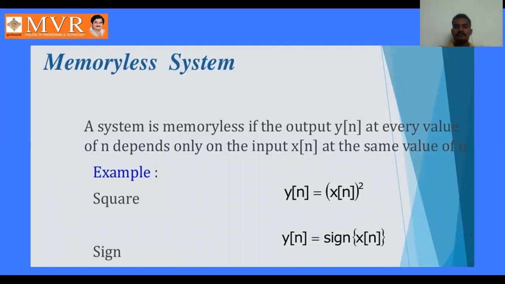Then the memoryless system. What is meant by a memoryless system? It does not have the capability of storage, so it is called a memoryless system. A system is memoryless if the output y of n at every value of n depends only on the input x of n at the same value of n. There is no storage device here. That's why it can't store the previous value. That's why its output depends on the present input value only. For example, the square, y of n equal to x of n squared, or sine, y of n equal to sine of x of n.